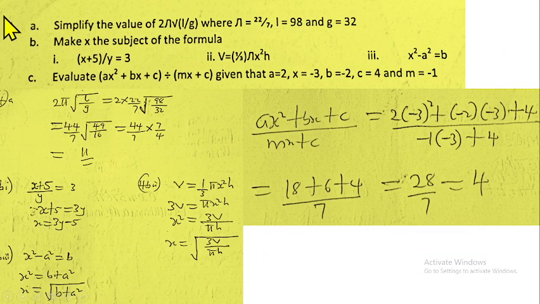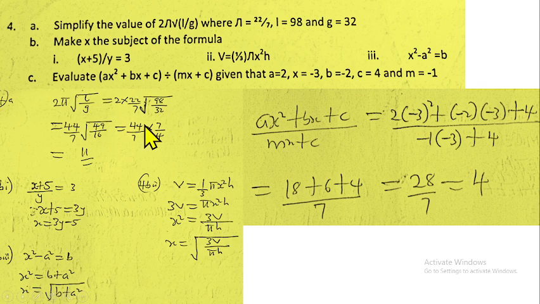Question number 5. This is not question number 4, it's question number 5. A. Simplify the value of 2 pi square root of L over G, where pi is 22/7, L is 98, and G is 32. So this is the substitution. So you have 2 pi square root of L over G. Your pi is 22/7, so we put it that 2 times 22/7, square root of L is 98 over G is 32.